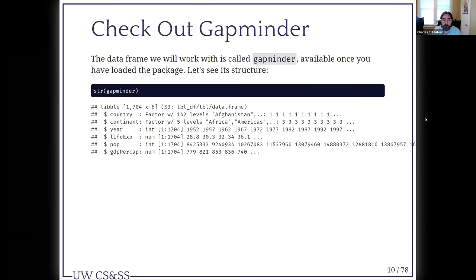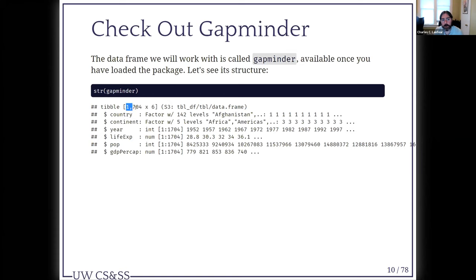Okay, so the data frame we're going to work with is called Gapminder, the same name as the library itself, and it will become available once you've loaded the package. If you've done library Gapminder, you should now be able to do this. I type here str for structure, to get the structure of the Gapminder data. What this tells us is the type of object it is: a funny thing called a tibble. A tibble is just a data frame that's customized for use with the tidyverse stuff that I'm teaching in this class.